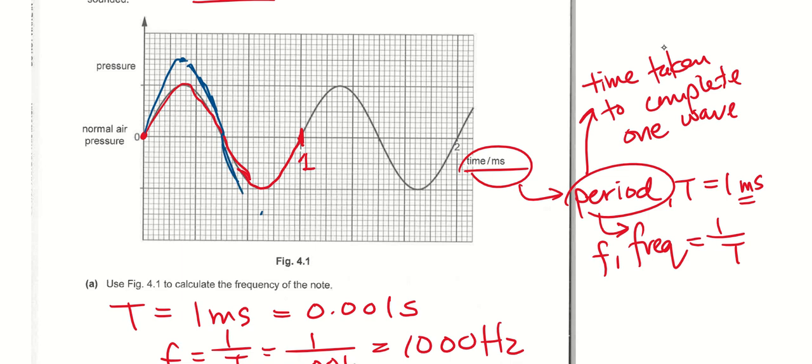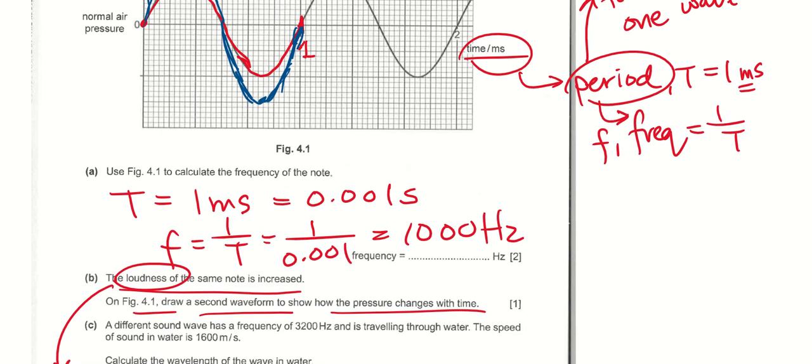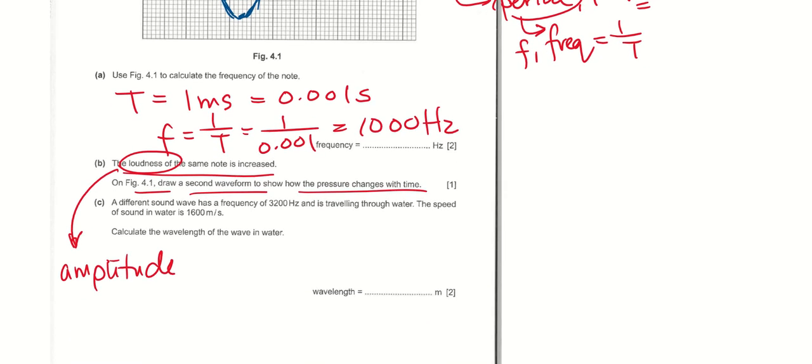So frequency should still be the same. So something like that. That means your period should still be the same. There should be no change to the frequency. Okay, so the amplitude must be increased. Therefore, the pressure is increased. So this will get you your 1 mark.